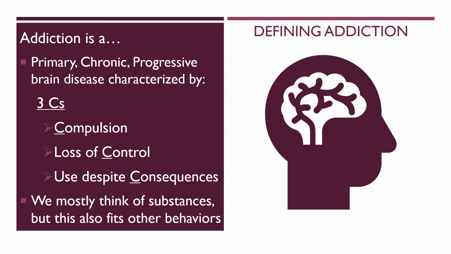Now, when we think about addiction, we're mostly talking about substances of abuse like alcohol, cocaine, heroin. That's primarily what comes to people's mind. But if you look at that definition, and then if you look at the next couple of pictures, you'll see how that also ties in with other behaviors like compulsive shopping, compulsive gambling, compulsive internet use, and even sexual behavior.